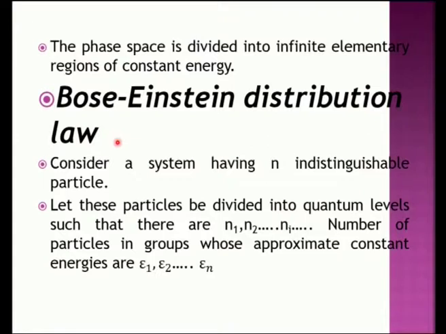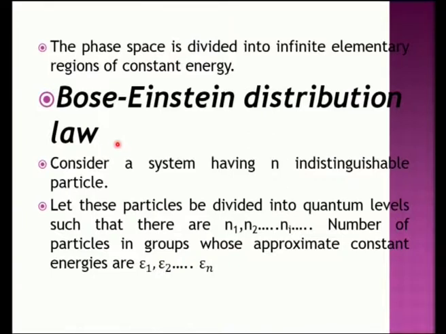Now, let us come to the Bose-Einstein distribution law. Mathematically, you can derive the Bose-Einstein distribution law, which gives the number of particles in a particular energy level. Consider a system, even a thermal system, that has n indistinguishable particles. Let these indistinguishable particles be divided into quantum levels such that n1, n2, etc. ni are the numbers of particles in groups whose approximate constant energies are epsilon 1, epsilon 2, etc. epsilon n. So, to derive the Bose-Einstein distribution law, we need to imagine a thermal system of n indistinguishable particles.